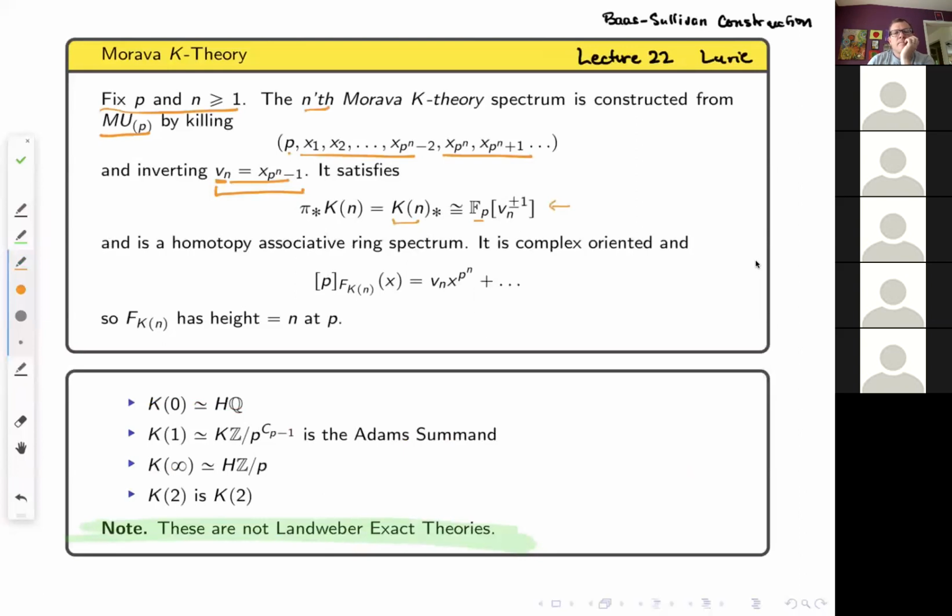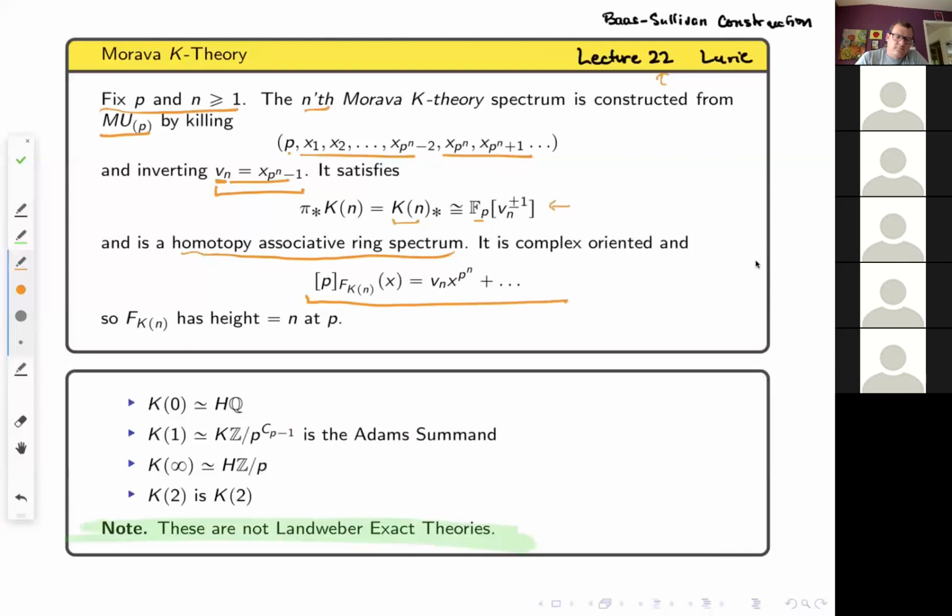So in this lecture, Lurie describes the process with more details, okay? And you get that it's a homotopy associative ring spectrum. If p is odd, it's homotopy commutative. If p is 2, I don't think it is. But there's more details in the lecture notes. And it's complex oriented, and its formal group law looks like this, okay?